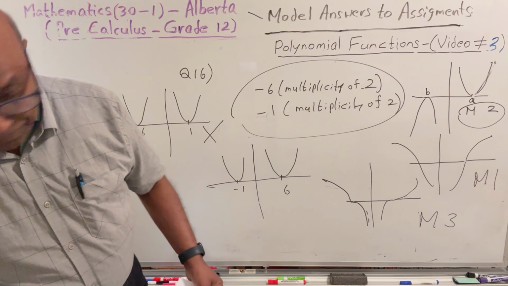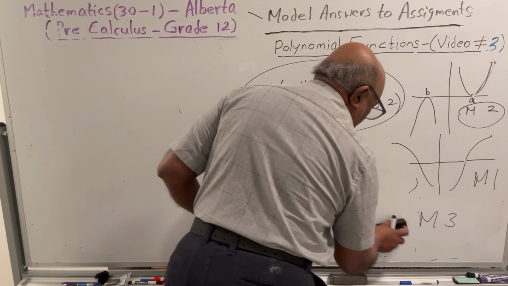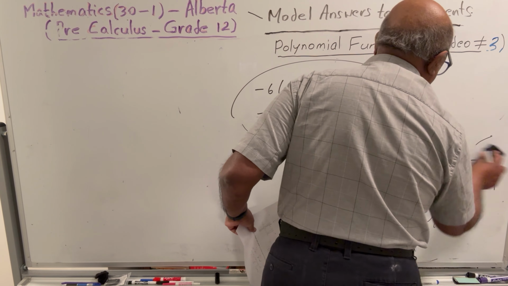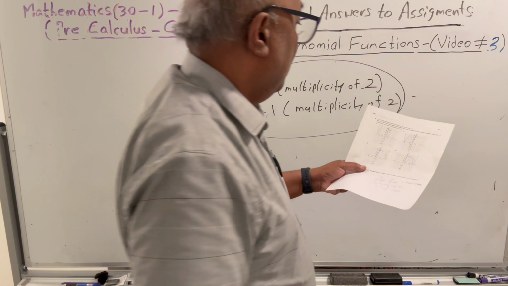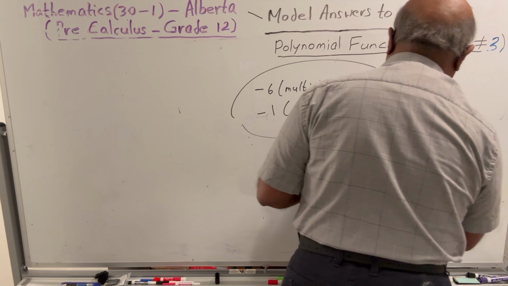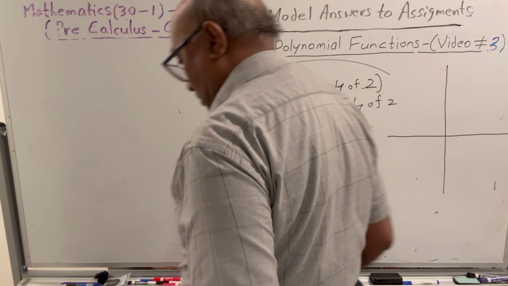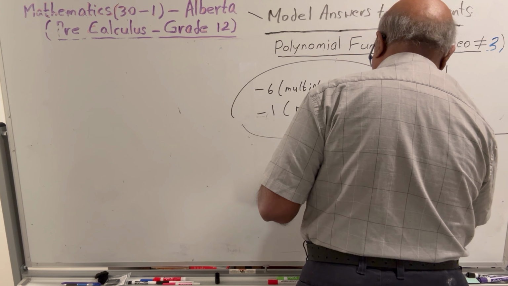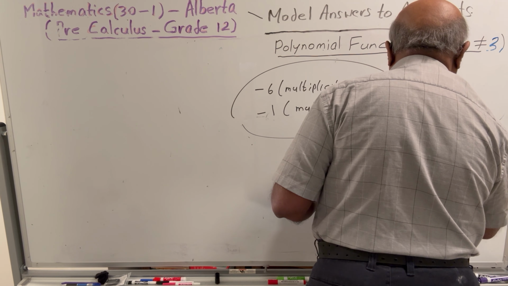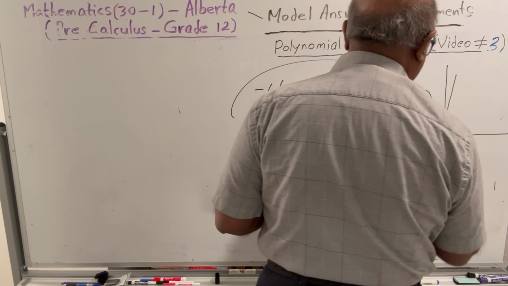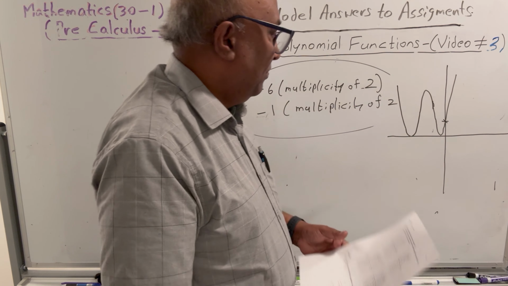Graph C. How does graph C look? Okay, I am drawing a very approximate graph. This is not to scale. I just want to show the shape only.